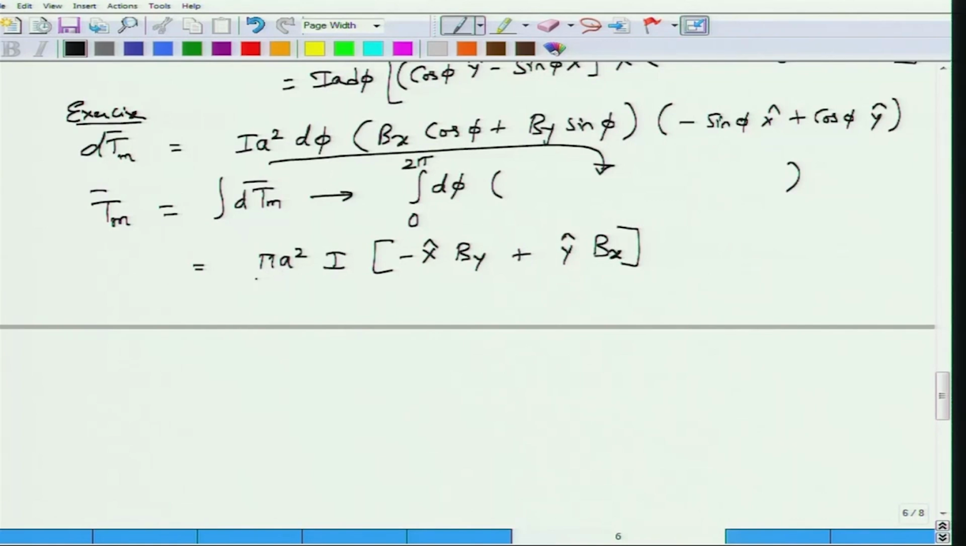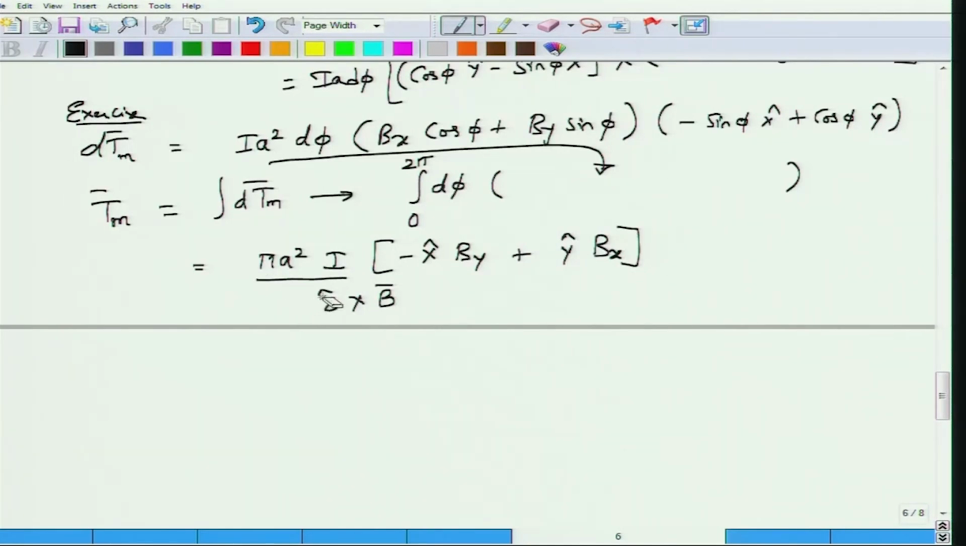Again, if you recognize pi a square as the area of the loop that we have considered, the area of the loop S, then this quantity I into S is the magnetic moment M. And if the magnetic moment M is directed along Z direction, so that would be the vector magnetic moment M, right. And if you do this vector magnetic moment times the B field, the external field, you are going to get this expression in the top, okay.